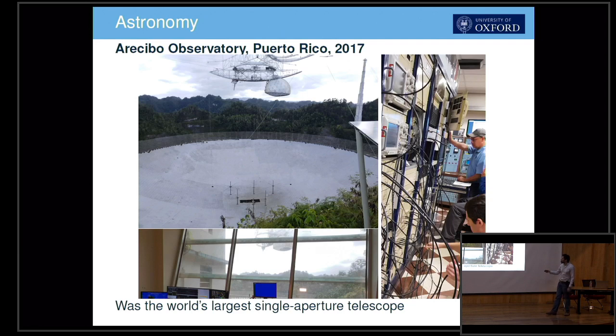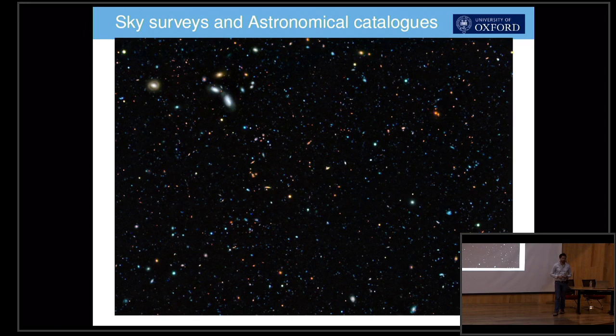So this was the world's largest single aperture telescope. And even that is already superseded by an even larger telescope. I hope you're getting the idea that these telescopes are becoming larger and larger, and what we do with these telescopes is collect lots and lots of data. This is the output from these telescopes: sky surveys, either targeted, looking for specific targets, or just scanning the sky, collecting lots and lots of data.